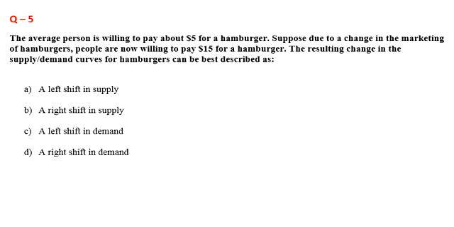Question number 5. The average person is willing to pay about $5 for a hamburger. Suppose due to a change in the marketing of hamburger, people are now willing to pay $15 for a hamburger. So basically it is a change in demand, so we have to think about the demand curve. The resulting change in the supply demand curve for the hamburger can be best described as, let's look at the demand curve.